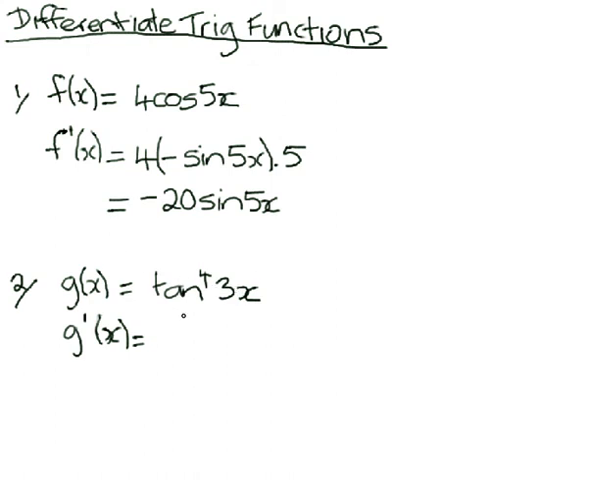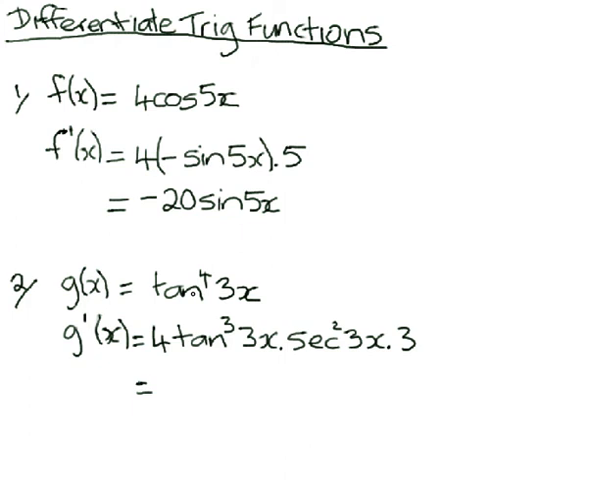Now the outside one of that is the tan to the power of 4, so differentiating that is 4 tan to the power of 3 of 3x, then multiply by the derivative of what was inside that bracket, which is tan 3x, and the derivative of tan is sec squared x, so it's sec squared of 3x, and then multiply by the derivative of what was inside that bracket, which is 3. So it's a 3-level composition here.